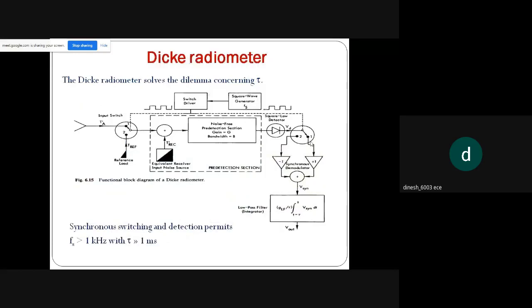What is the principle? You can see in the diagram, we have an antenna, we have the switch where we have a reference, T reference, temperature reference, and a TA, which is the input temperature. Then it is given to an equivalent receiver input noise source, which is further given to a gain section with noise free protection section G and a bandwidth B, which is a pre-detection section. So from the pre-detection section, it goes to the square law detection, as you are familiar, amplitude modulation. Then it is going to a synchronous demodulator, then to the reference output, where we use an integrator for doing low pass filtering.